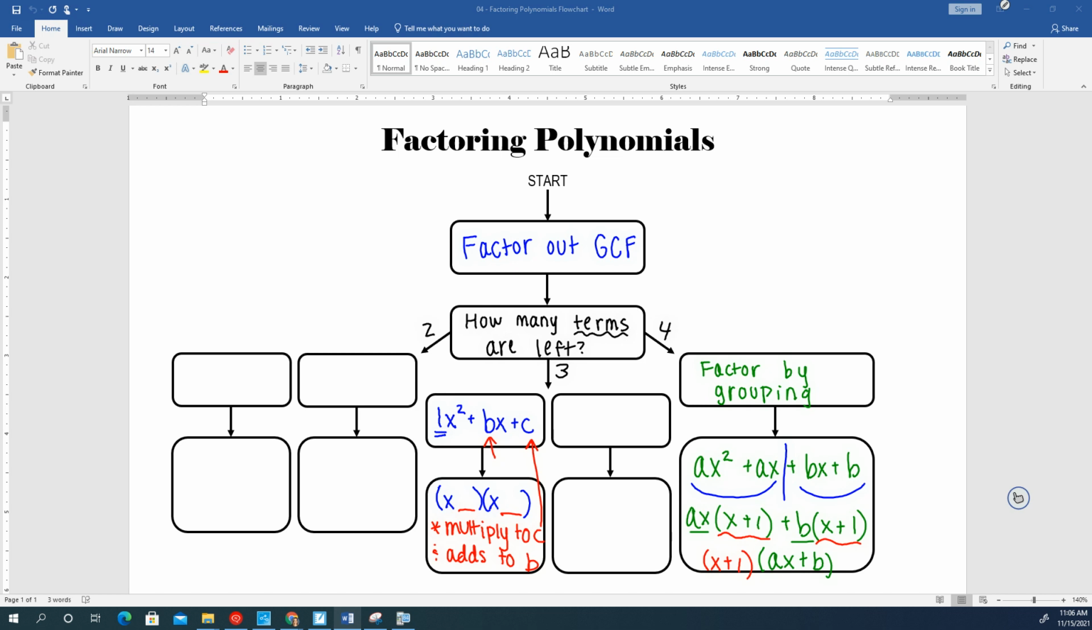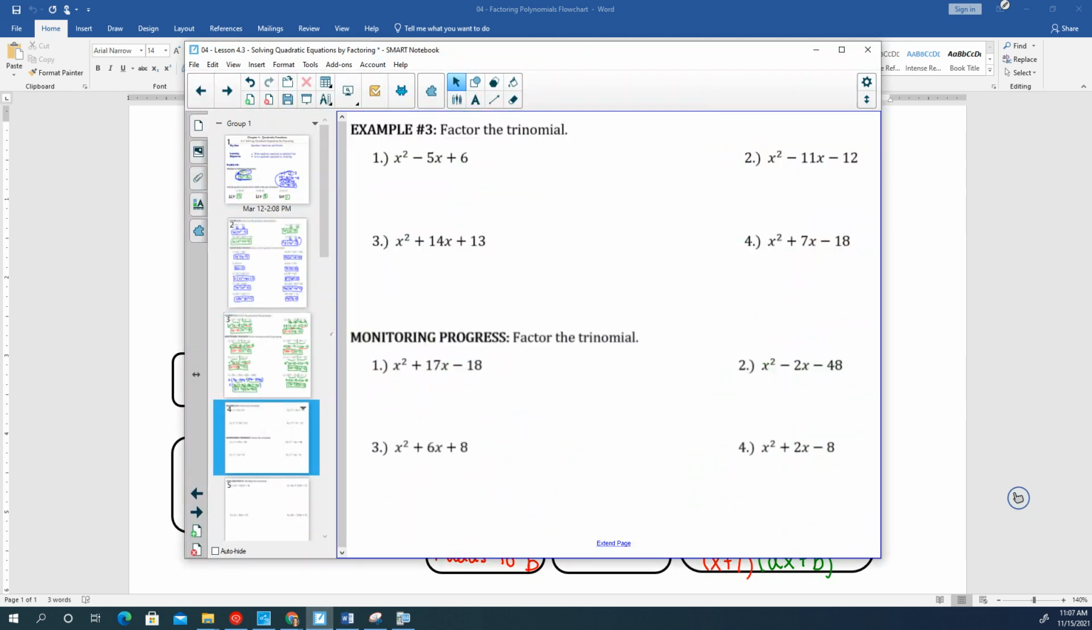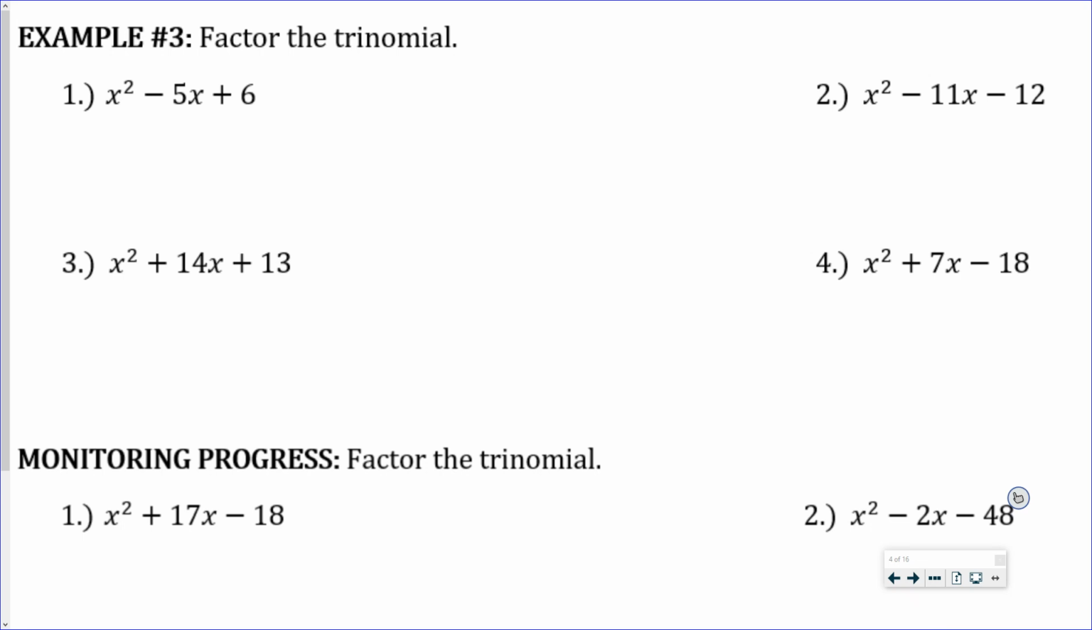I'm just going to show you one quick example. That way, if you want to try the ALEKS on your own, you can. Because the ALEKS assignment is just factoring out GCF, factoring by grouping, in these cases. And there's a 1 in front. Okay. So under example 3, look at this first problem. We're just going to do this one.